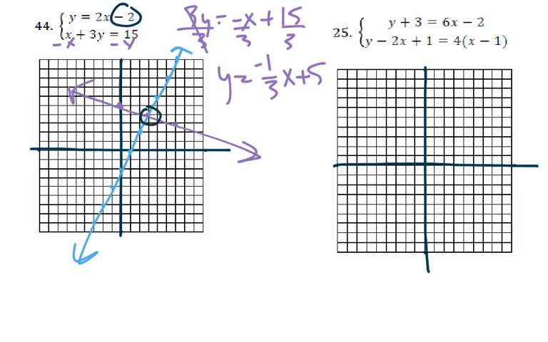We can see where that intersects, right? Right there at 1, 2, 3, 3 for x. 1, 2, 3, 4, 4 for y.